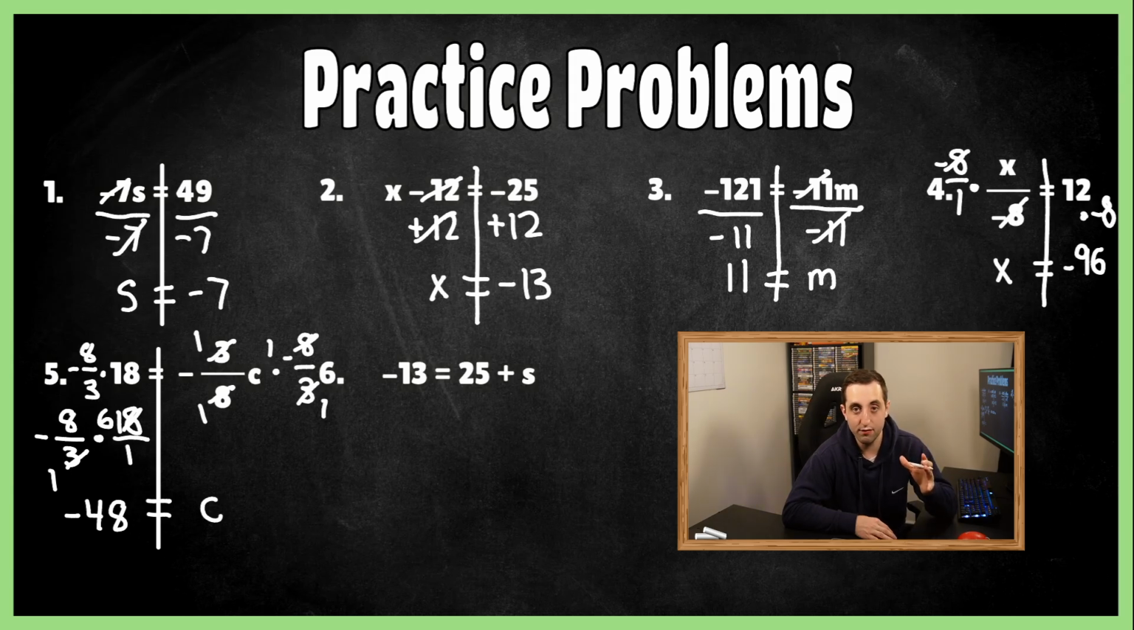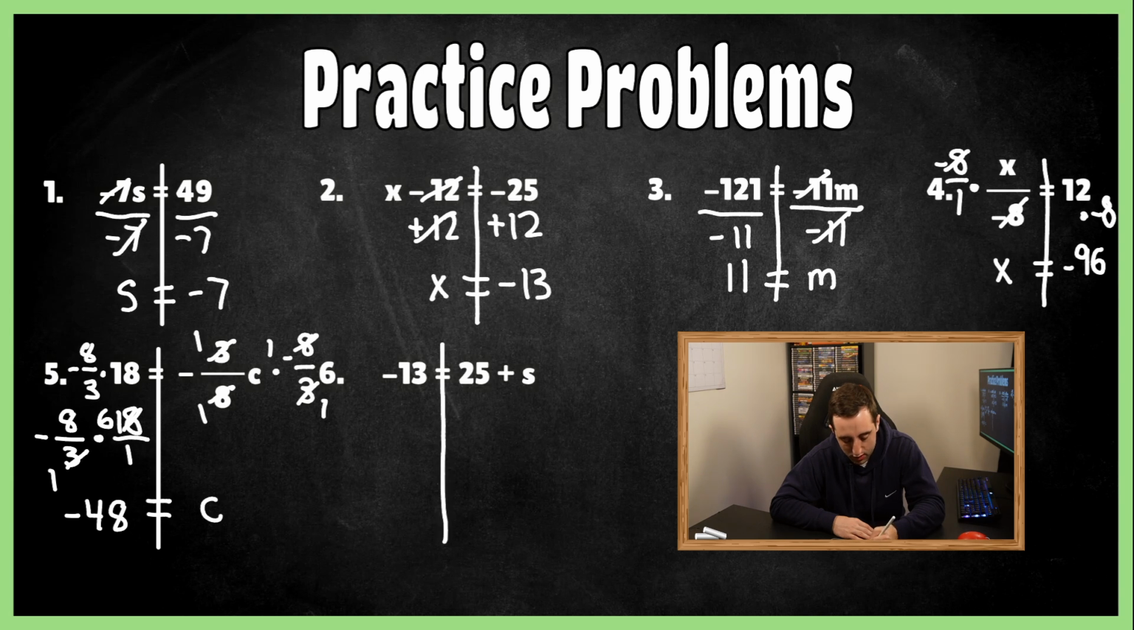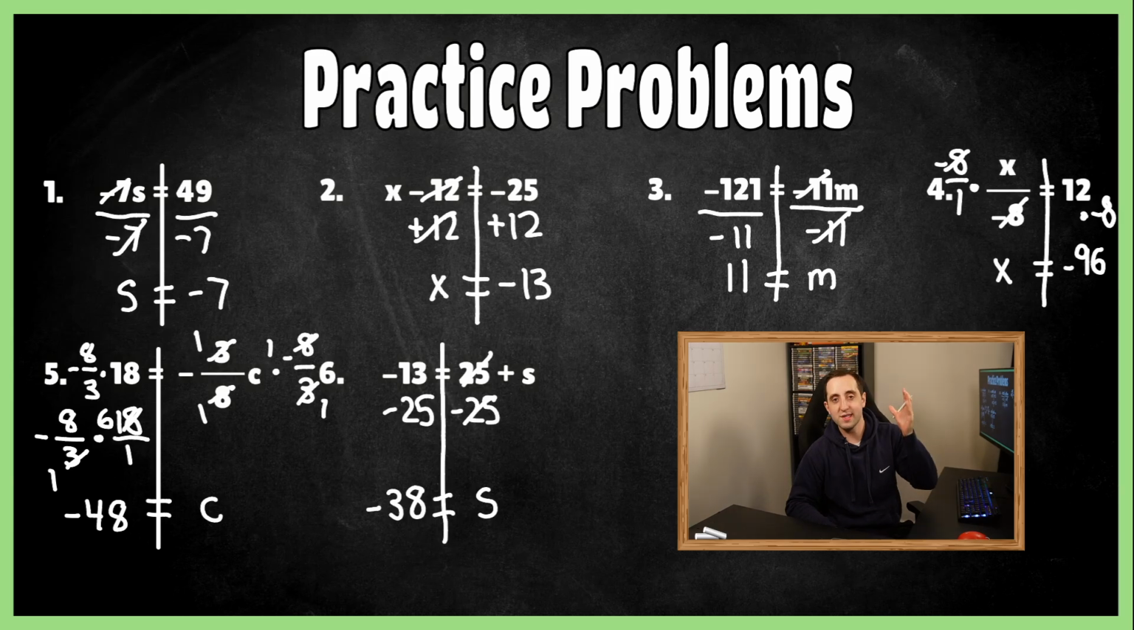And if you got #5 right, you better not miss #6. Going into the final question, building the wall, separating the left and the right side, you should be subtracting 25 on both sides for this to get the variable isolated. These cancel. You get S by itself, and you get -13 minus 25 is -38. Did you go 6 for 6?